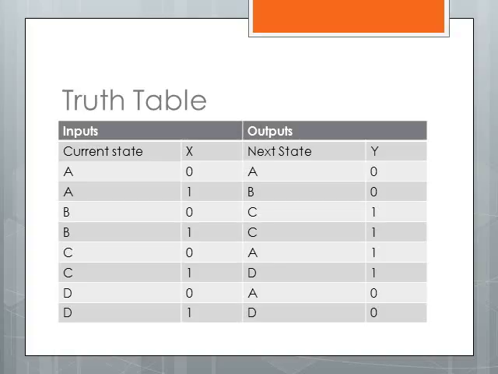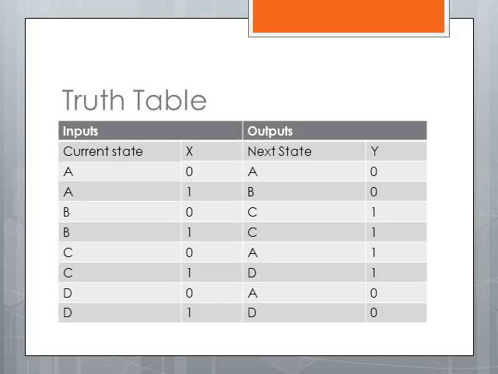if X is 0, we're going to stay in A. Because it's only when our X value transitions from 0 to 1 that we want to start that process of putting Y to 1 for 2 clock cycles. So, which means that if our current state is A and our X value becomes 1, our next state is going to be B.